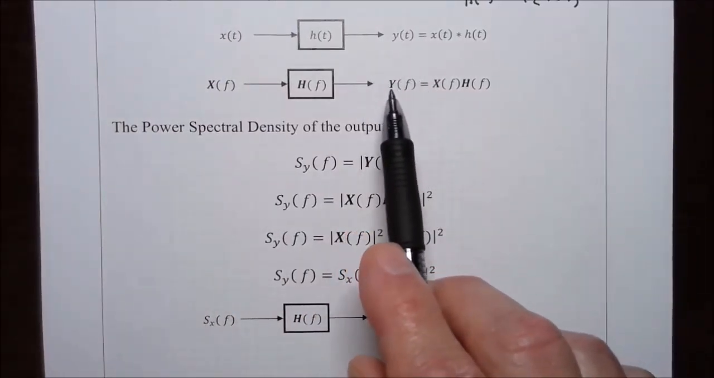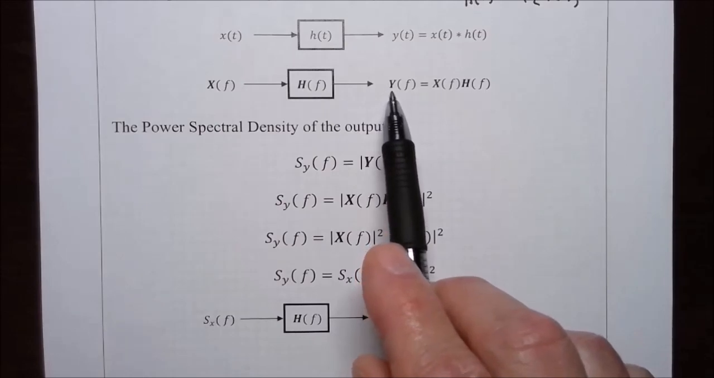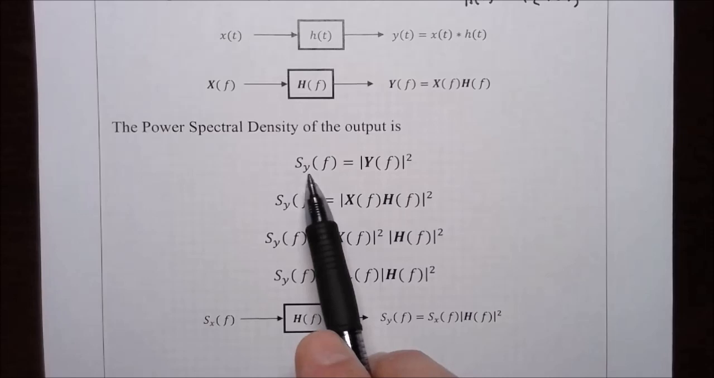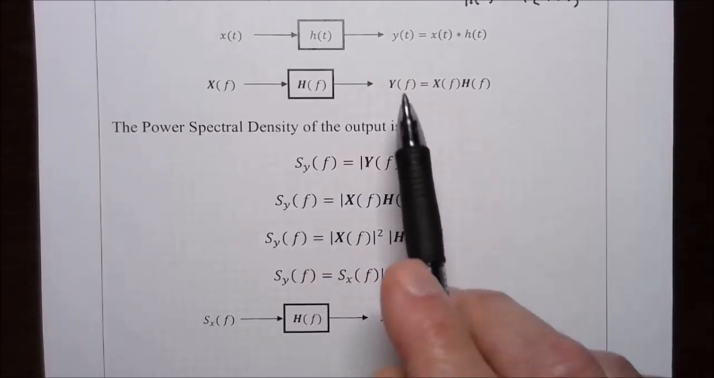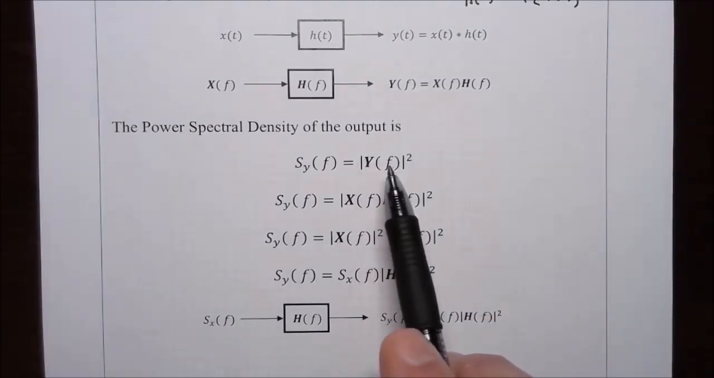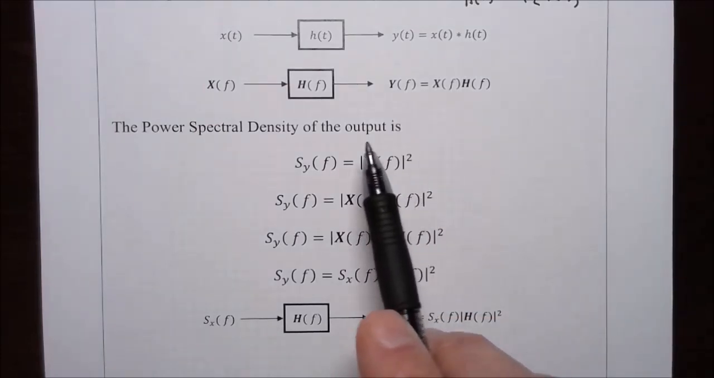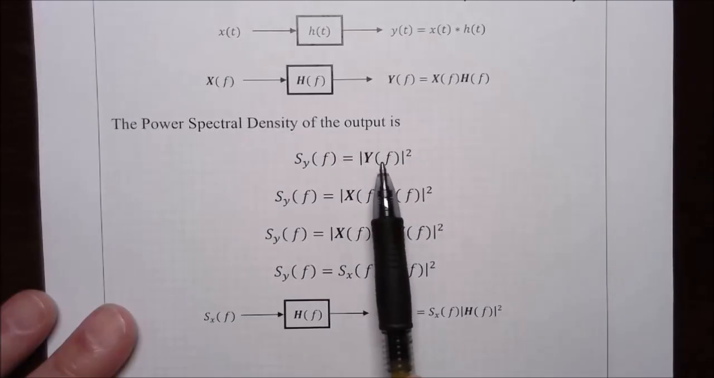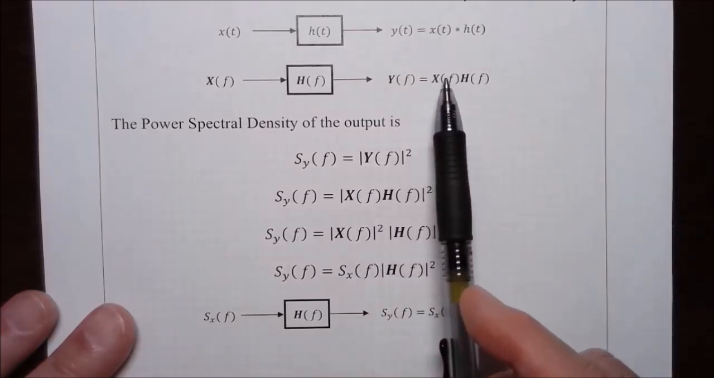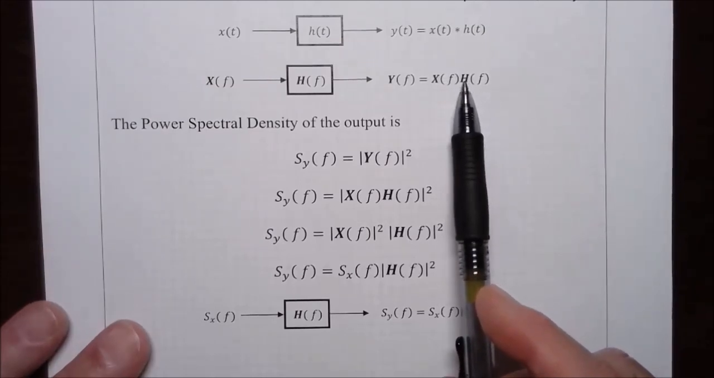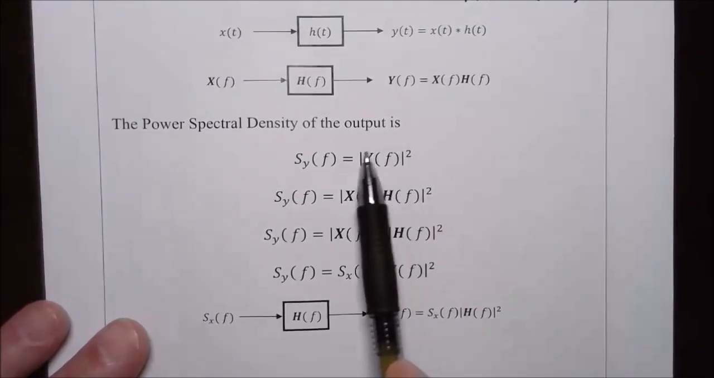Now, if we want to know the power spectral density of the output y of t, the power spectral density of y is equal to the magnitude squared of its Fourier transform. So we take capital Y of f, magnitude squared, and that will give us the power spectral density. So the Fourier transform, uppercase Y of f, is equal to X of f times the transfer function, uppercase H of f. So we make this substitution.